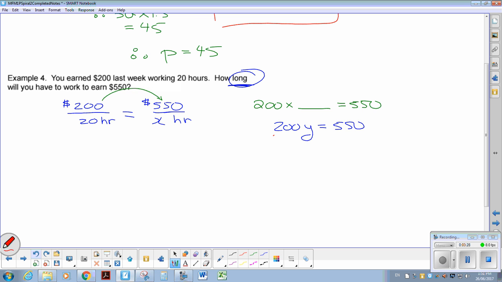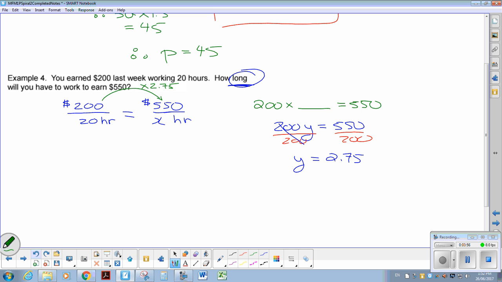I want to divide both sides by 200 because that's the inverse operation. So my multiplication factor will be 550 divided by 200. Oops, 550 divided by 200. I get 2.75. All right. So that's my multiplication factor. I want to make 2.75, or 2 3/4, times more.